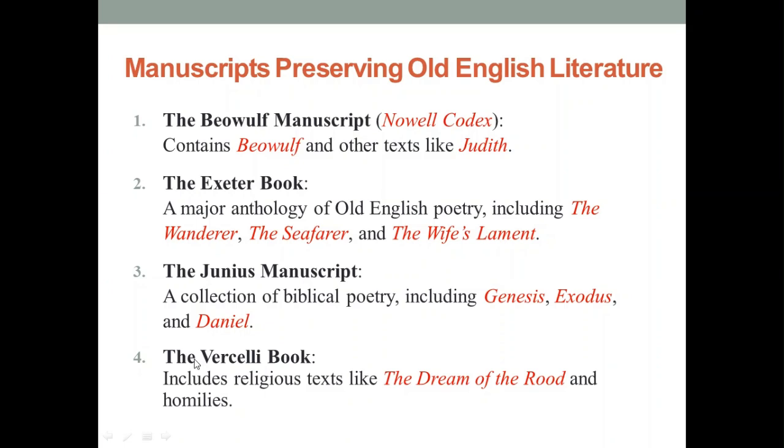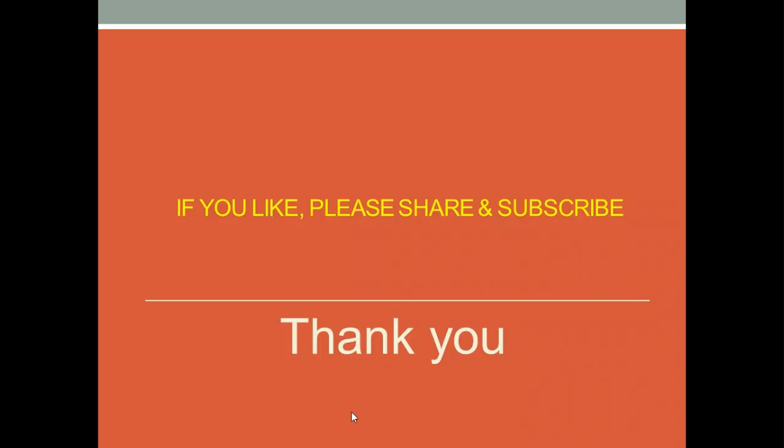The fourth manuscript is the Vercelli Book, which includes religious texts like The Dream of the Rood and other homilies, so moral lectures and moral speeches. These are the very important manuscripts which we find in Old English literature. So I hope you understand the Old English period concept.